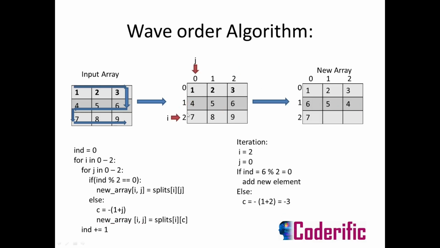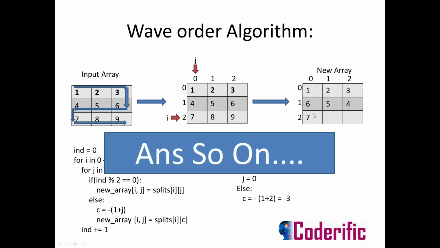Moving on to the next iteration. Now we have reached our last row and the j column iteration has started from 0. Updated value of index is 6. 6 remainder 2 is 0. Yes, it is. We are going to add a new element in the new array. So we are going to pick the input array element according to the current position of I and j, which is 7. We are going to pick it and add it into the same position of I and j in the new array. So we have added 7 here. So that's how my program works. And now let's start programming.